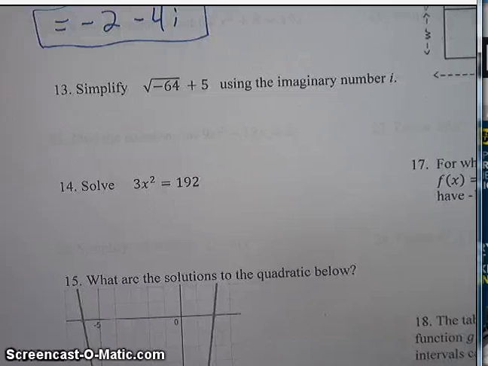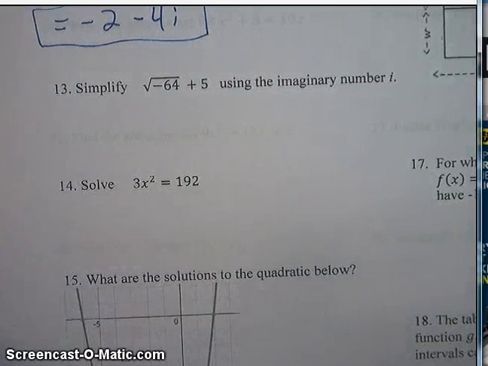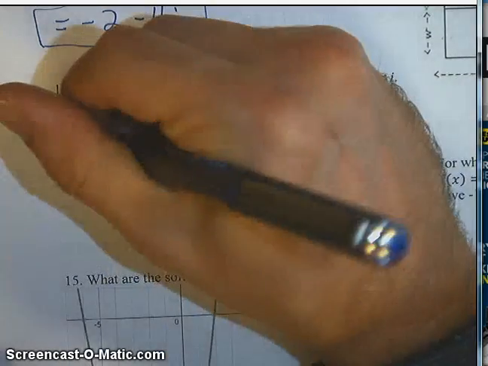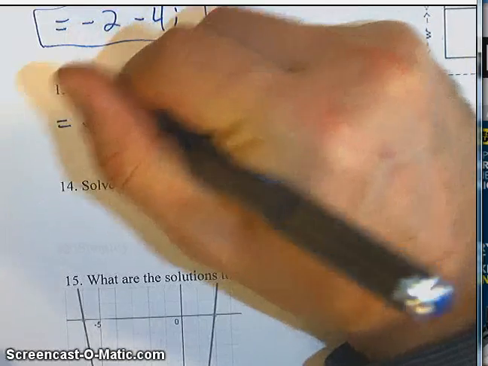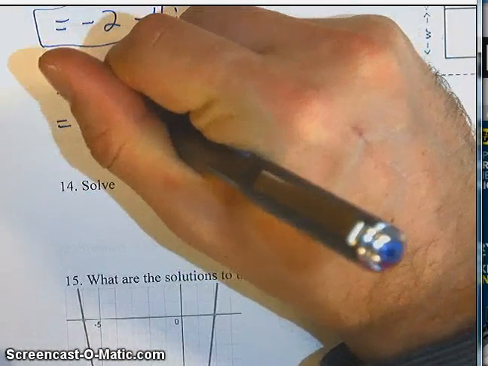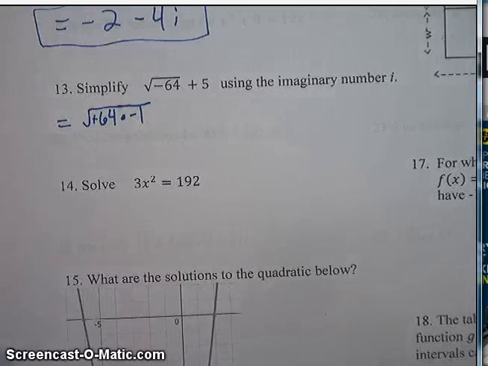Number 13, simplify a square root of -64 plus 5 using the imaginary number I. Well, so would you agree that the square root of -64 is simply the square root of positive 64 times -1? Hopefully you do.